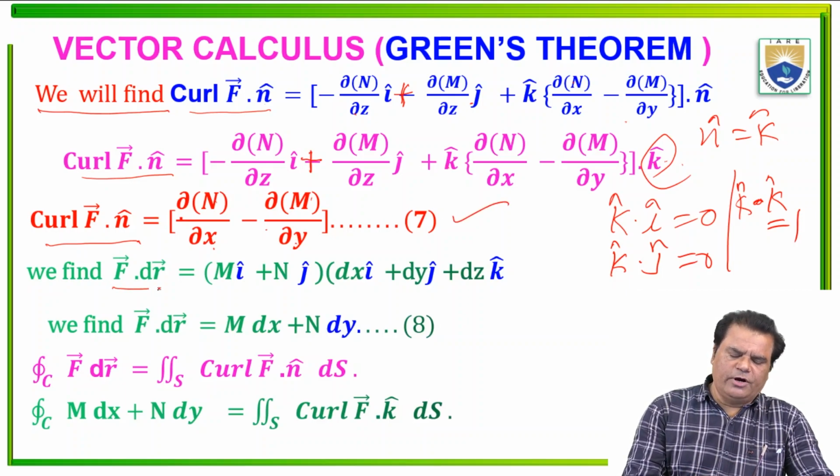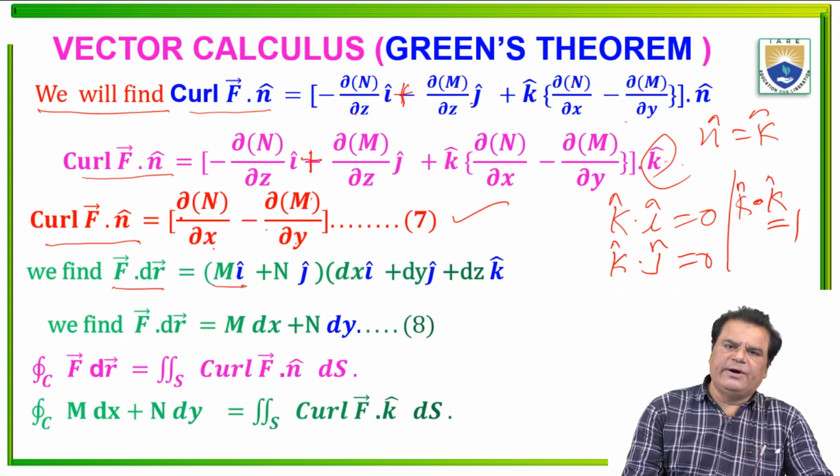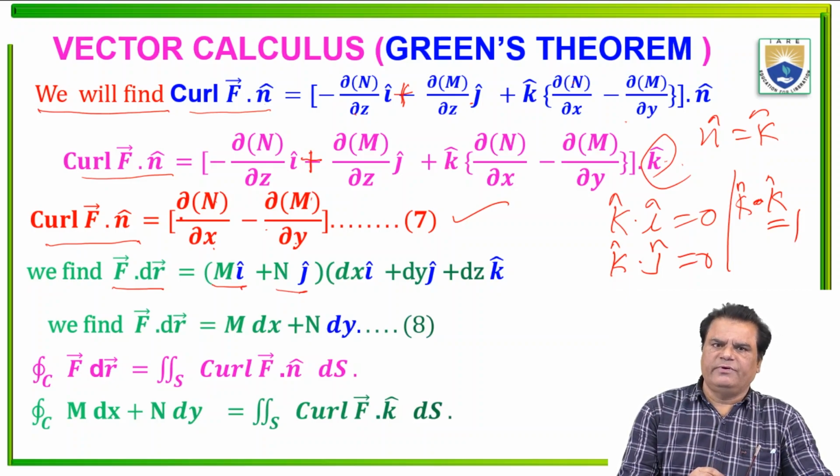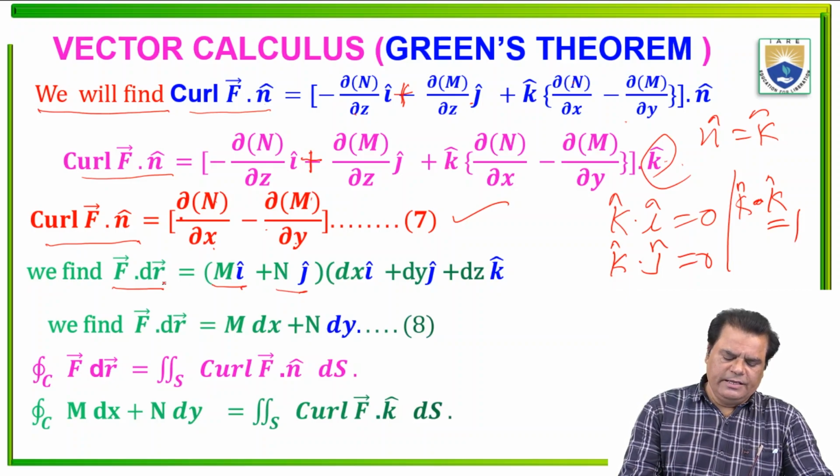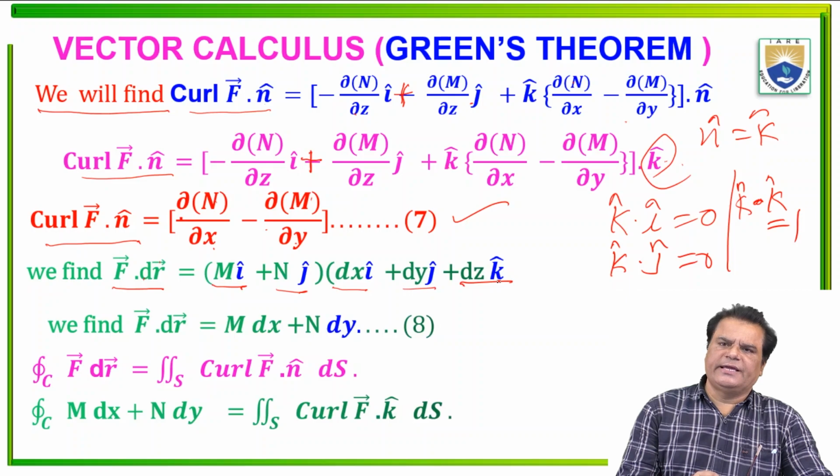We find F dot dr, with F vector and dr vector. F vector is m i plus n j, a two-dimensional vector. F is a vector point function. And dr vector is the differentiation of the position vector r. So we write dx i cap plus dy j cap plus dz k cap.